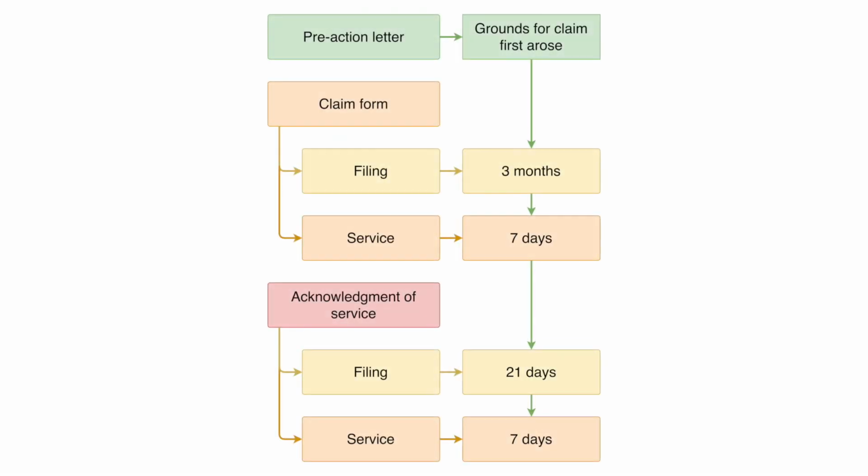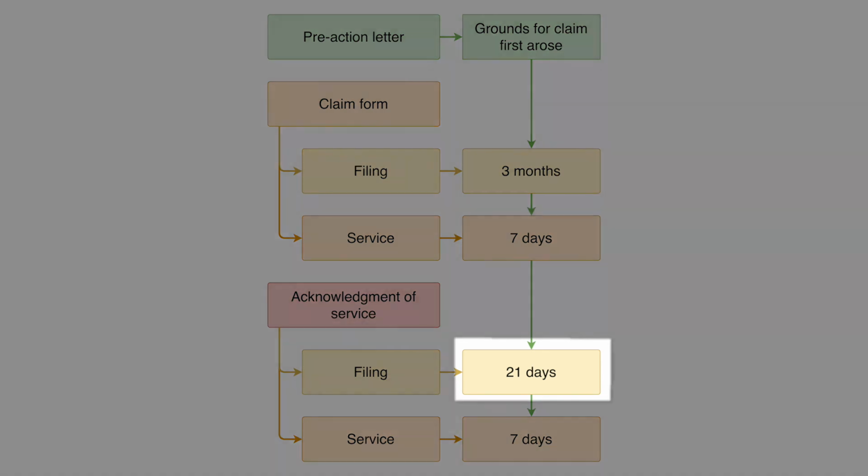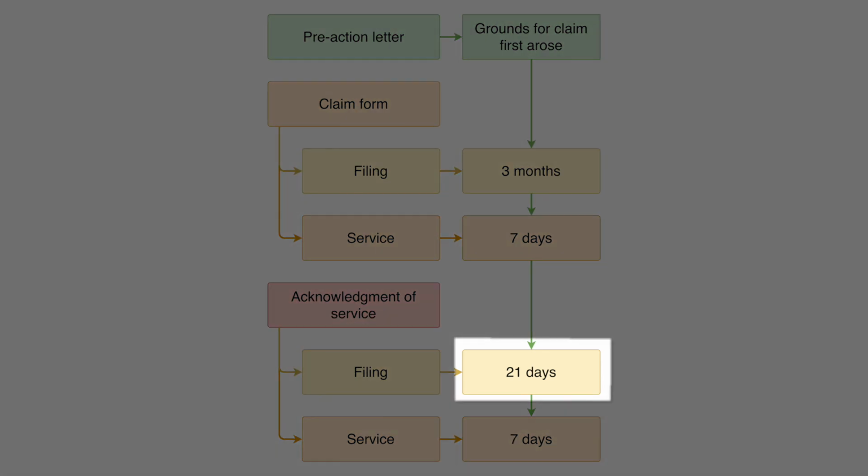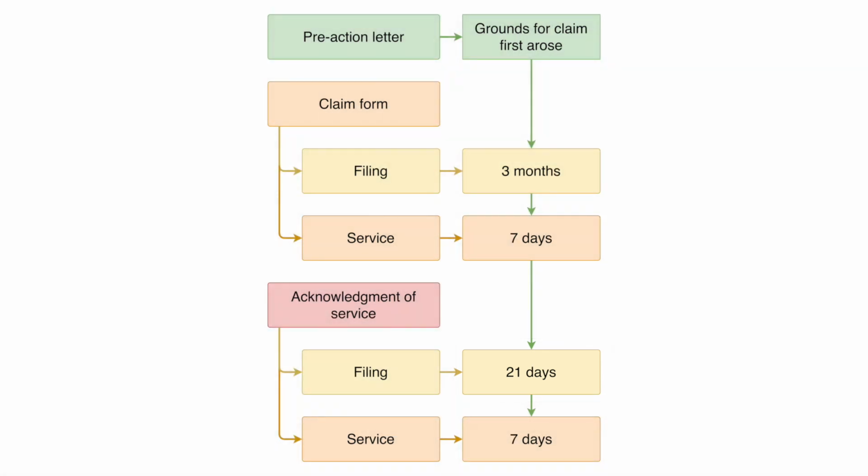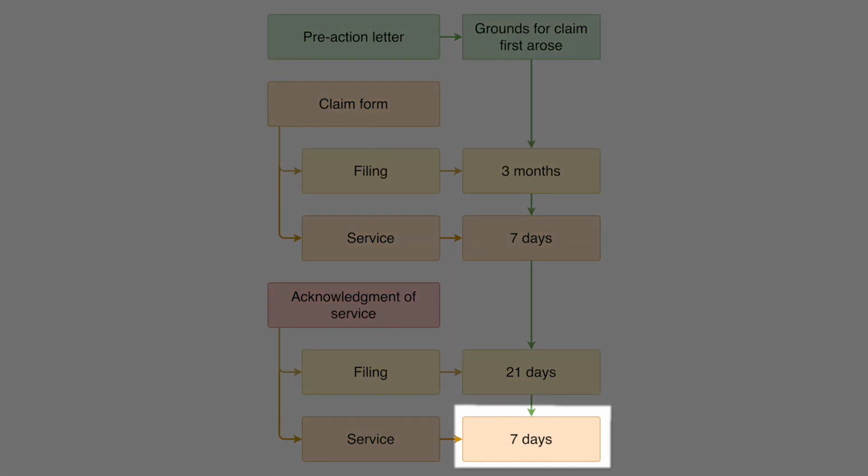So once you are served with the claim form as a public authority, you have 21 days to file an acknowledgement of service with the court. You then have a further 7 days to serve it on the claimant.